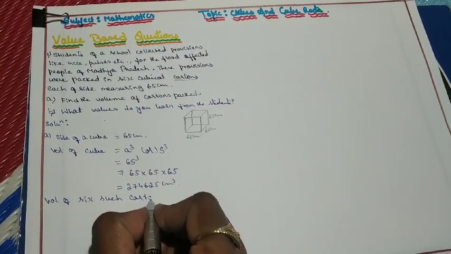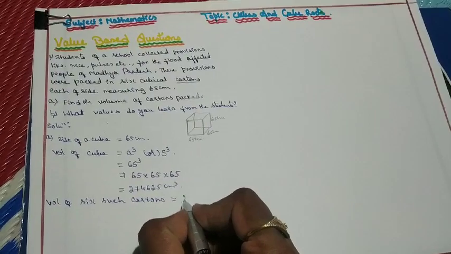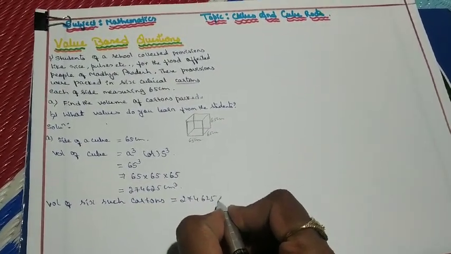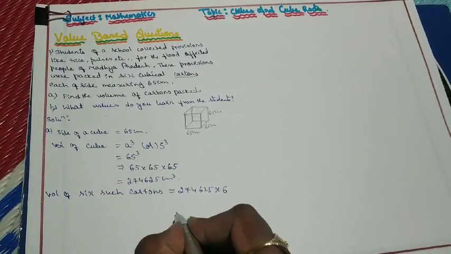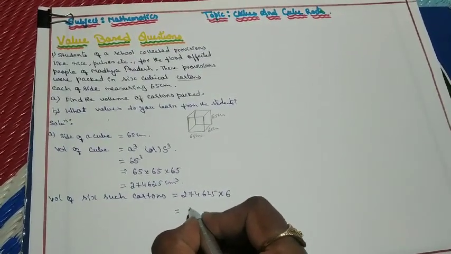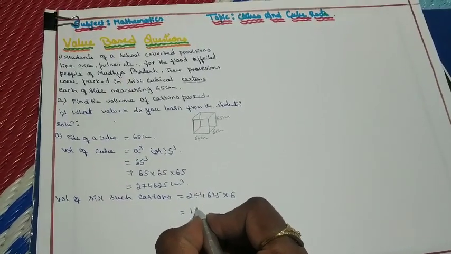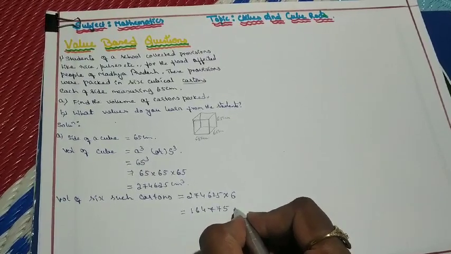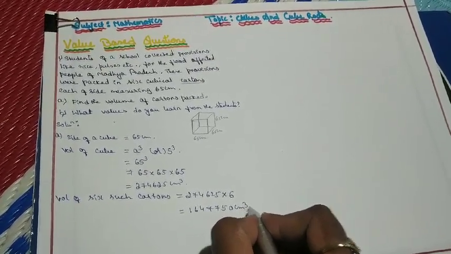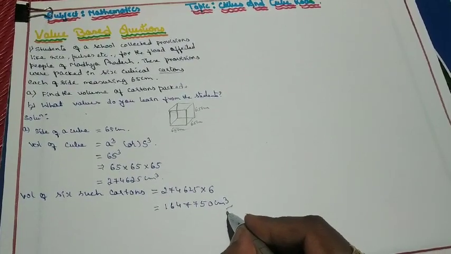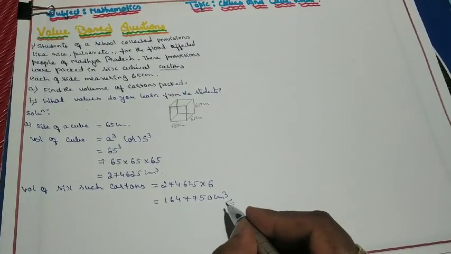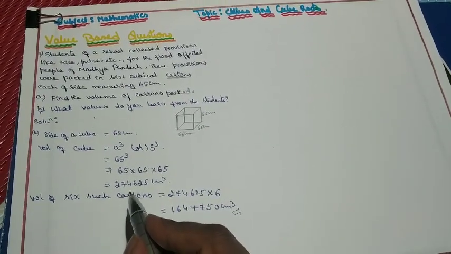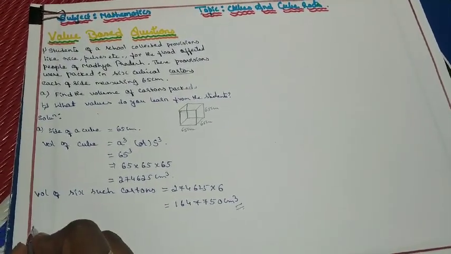cartons is equal to, so 1 cube we have 274625 volume into 6 cartons is nothing but into 6. So we get the answer is 164,775 centimeter cube. So this is the volume of 6 cartons. Cartons are nothing but cardboard box. Clear? Now we'll go for second question.